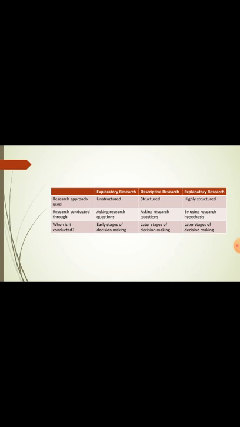To understand the characteristics of research design using research purpose, here is a comparative analysis. Research approach used. Research conducted through. When is it conducted? Exploratory research: unstructured, asking research questions, early stages of decision making. Descriptive research: structured, asking research questions, later stages of decision making. Explanatory research: highly structured by using research hypotheses, later stages of decision making.